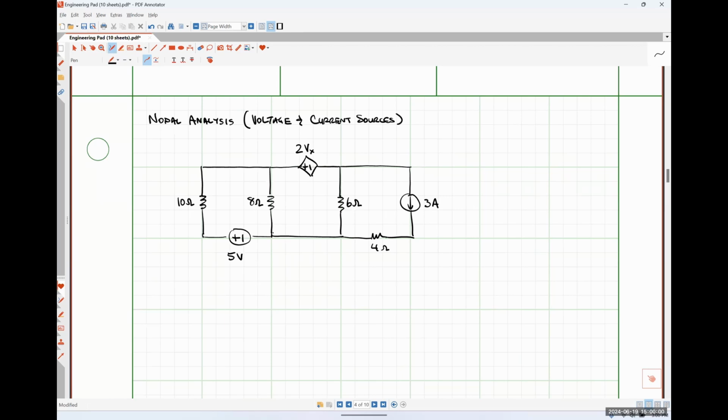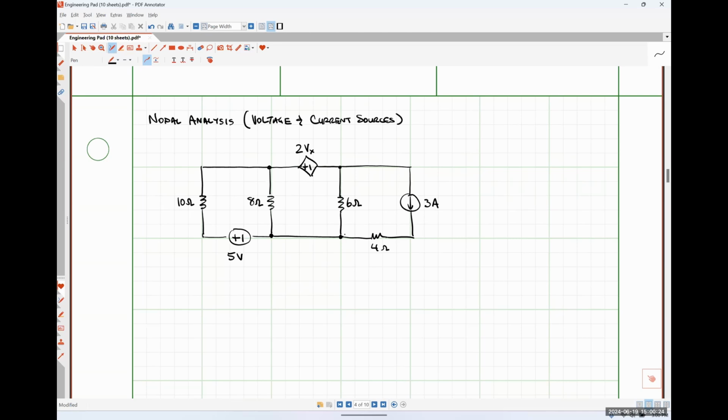So we now have a circuit that contains both voltage and current sources, and we are going to see that voltage sources are actually going to mess up our analysis process a little bit, but it's actually going to be slightly for the better. At least that's how I think about it, okay?